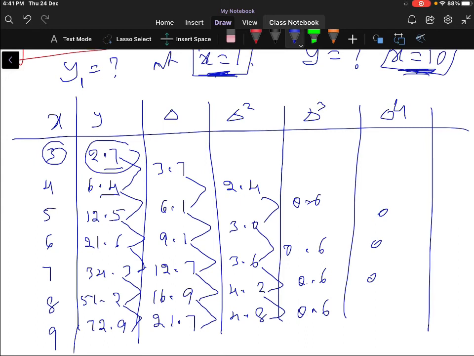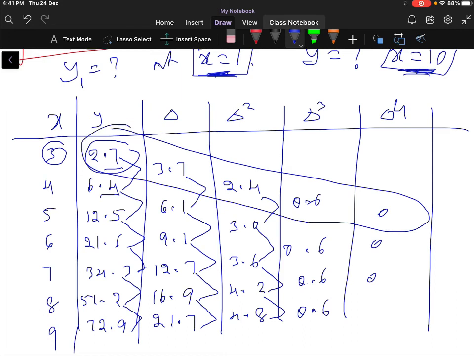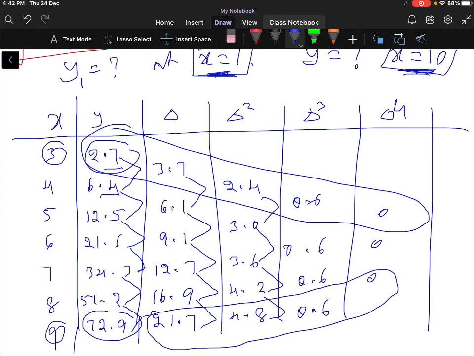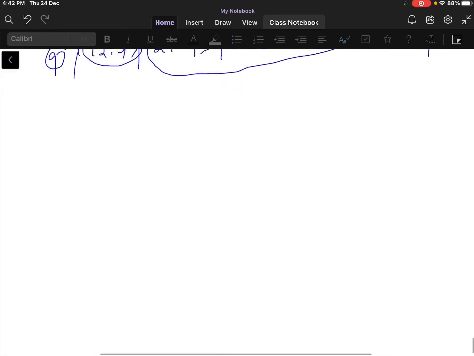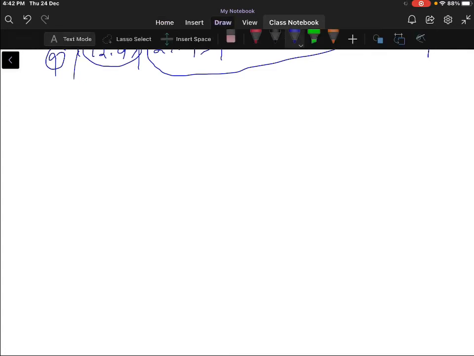Here to find the y at x equal to 1, where x naught is 3, therefore corresponding y naught is 2.7. So these are the leading forward differences. To find the value of y at x equal to 10, xn is 9, corresponding yn is 72.9, and the corresponding leading backward differences are 21.7, 4.8, 0.6 and zeros. So let us find out the y at x equal to 1 and y at x equal to 10 here.